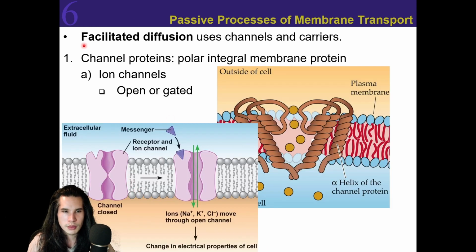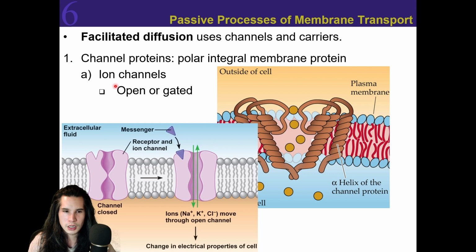All right, so let's talk about facilitated diffusion. This is always going to use some kind of channel or carrier, usually composed of a protein. We have channel proteins, which are polar integral membrane proteins. We could just say integral membrane proteins. They're going to traverse the entire membrane because you're going to be moving substance from one end to another.